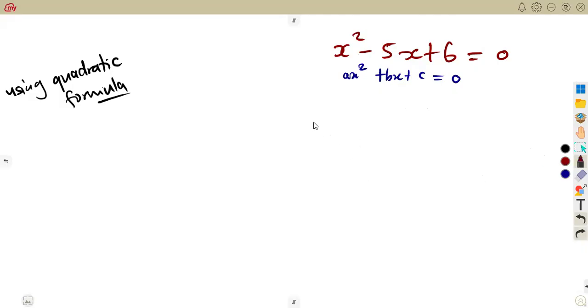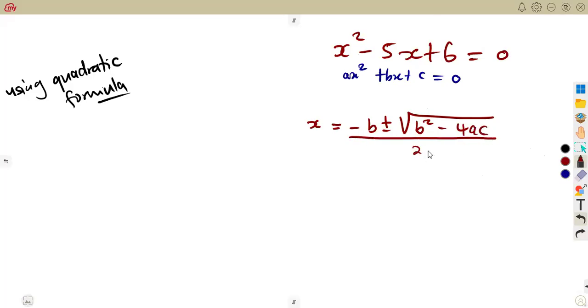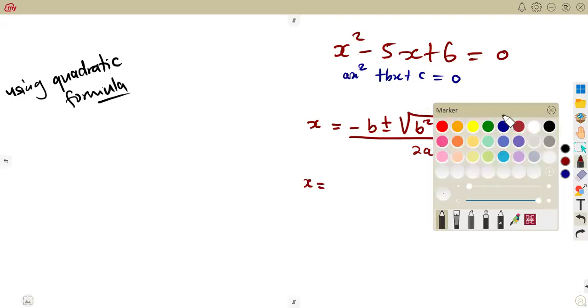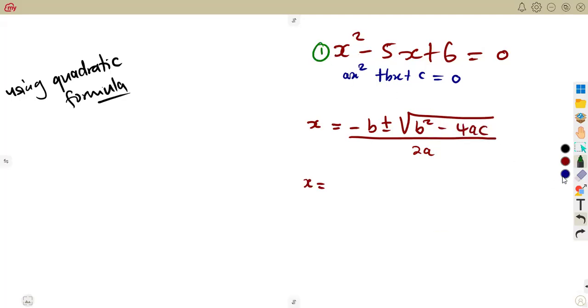By which formula? By the formula x is equal to minus b plus or minus the square root of b squared minus 4ac, everything over 2a. This is the formula you are supposed to use. And you substituted your values, all right, as we had. This is just a recap. We have been working on this.